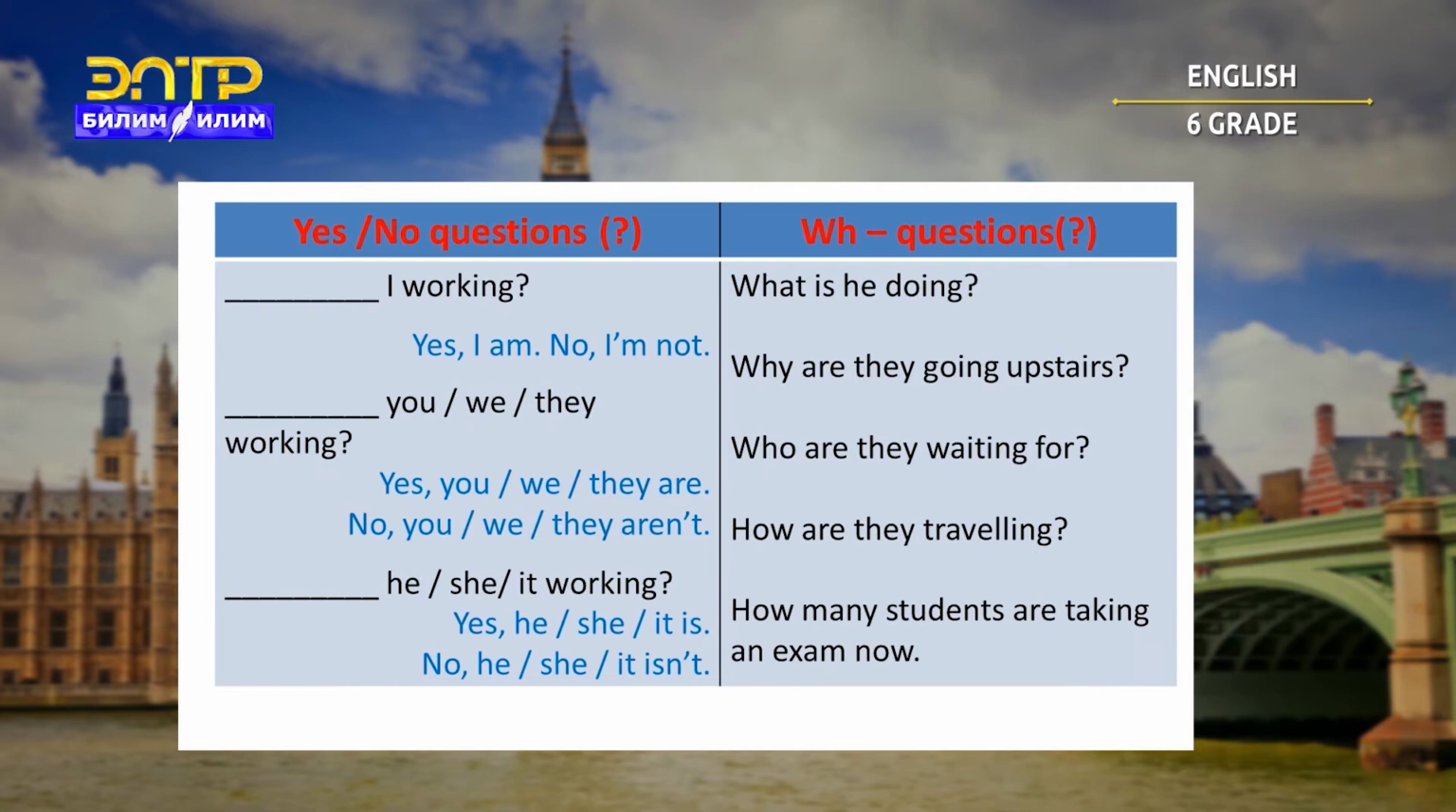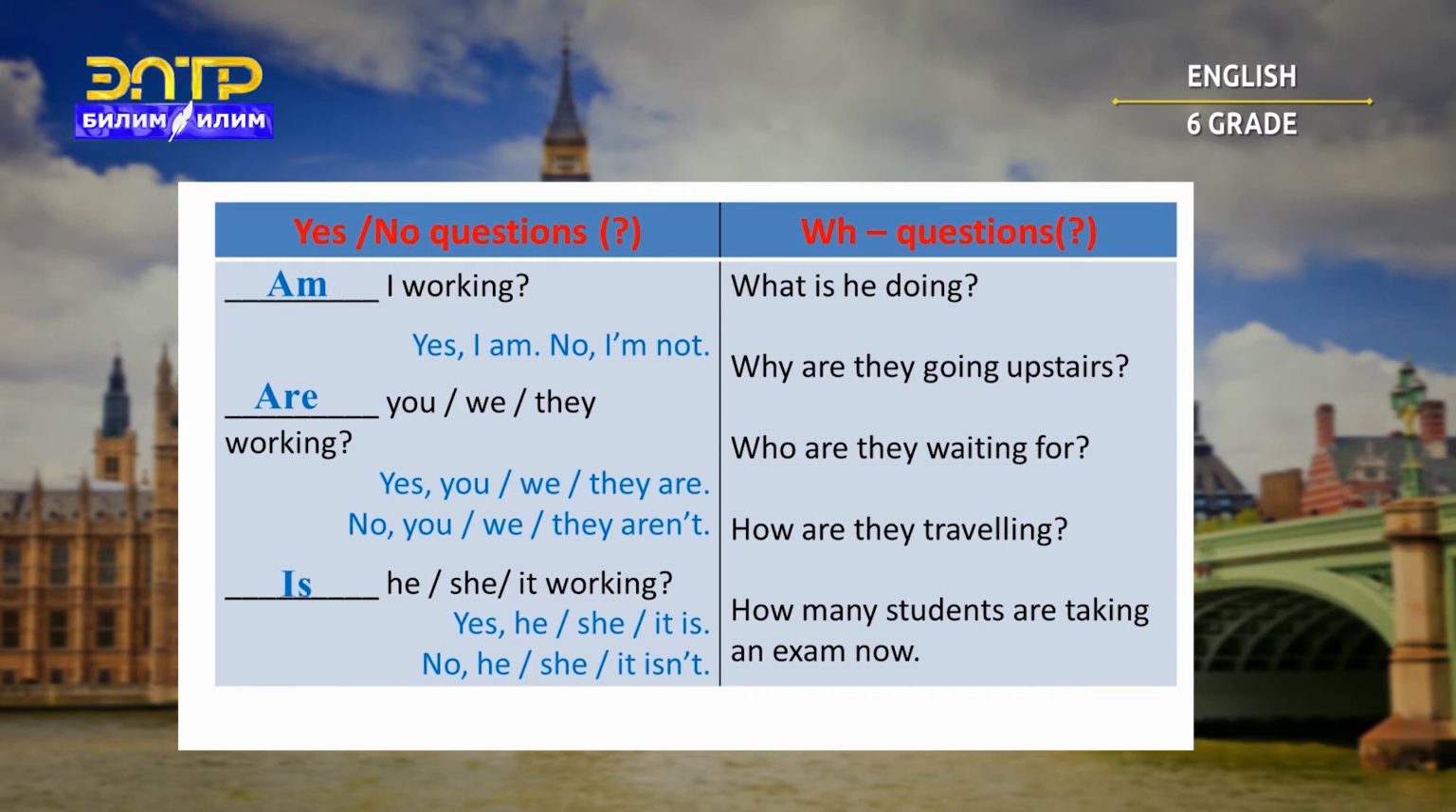Now, questions with present continuous. Am I working? Yes, I am. No, I am not. Are you, are we, are they working? Yes, you are. Yes, we are. Yes, they are. No, you aren't. No, we aren't. No, they aren't.